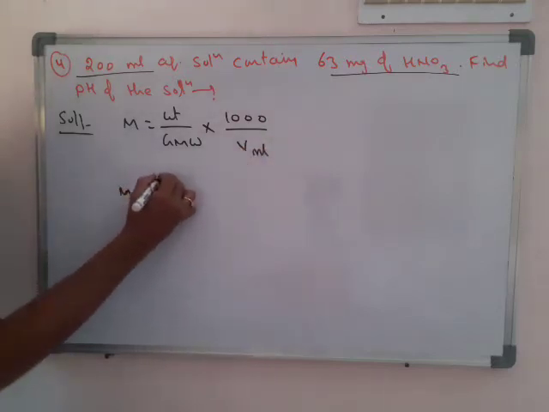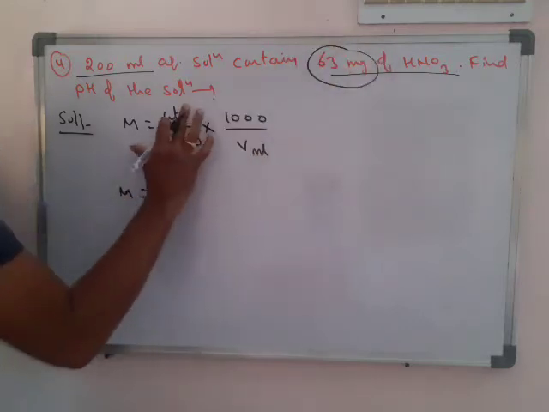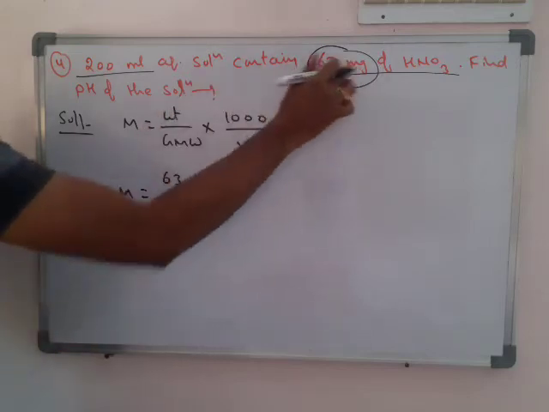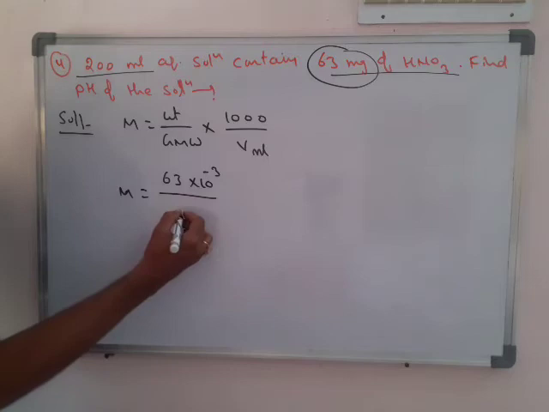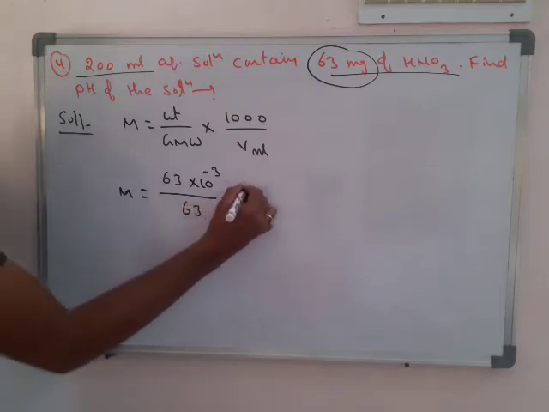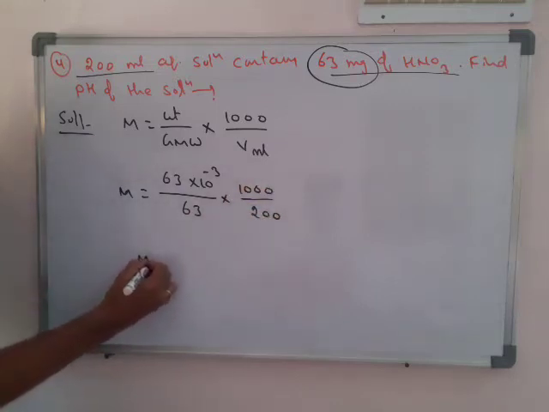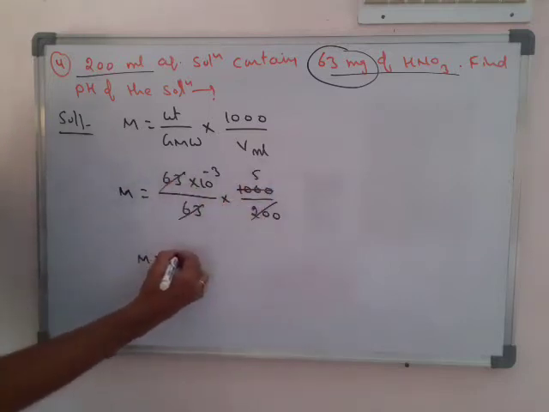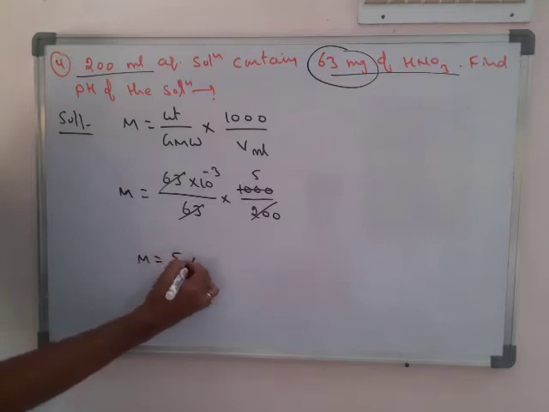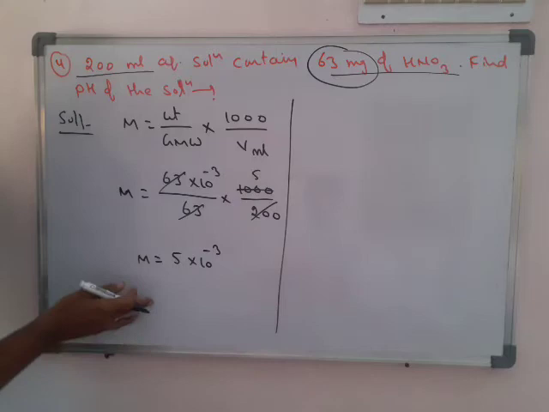What is the weight? 63. In this formula we have to take the weight in terms of grams, so 1000 milligrams gives 10 to the minus 3 gram. Molecular weight of HNO3 is 63. What is the volume? 200 milliliter. So the molarity becomes 5 into 10 power minus 3. Molarity means nothing but the H plus concentration.